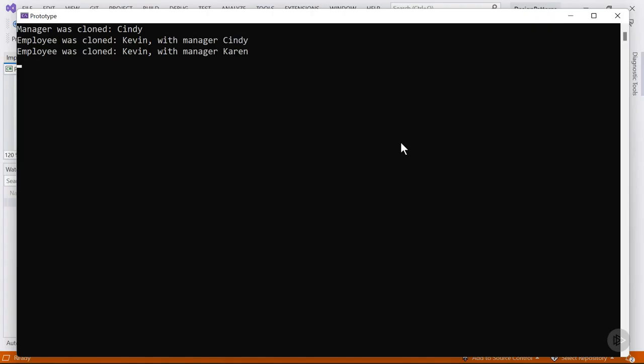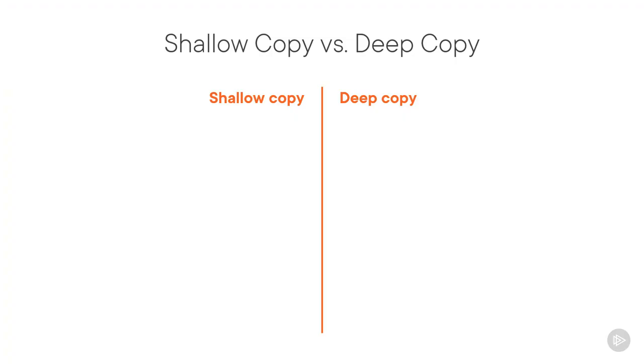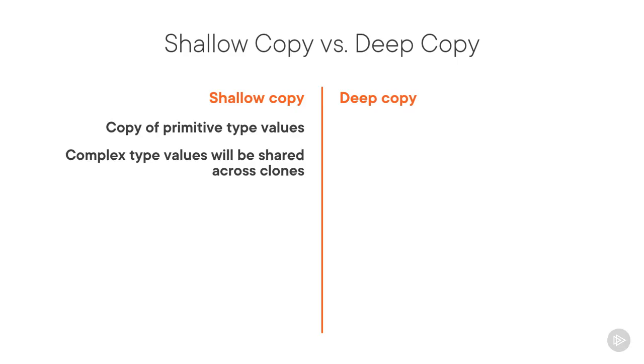Let's compare these. A shallow copy is a copy of primitive type values. So strings, integers, and so on will be copied. These are independent of the original object. But complex types that might be properties of the object you're cloning will be shared across the different clones. Because of that, changing a value from that complex object, for example, the manager's name, results in changes on both the original object and the clone.